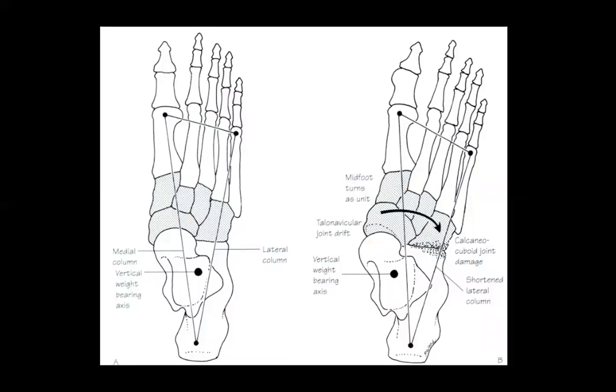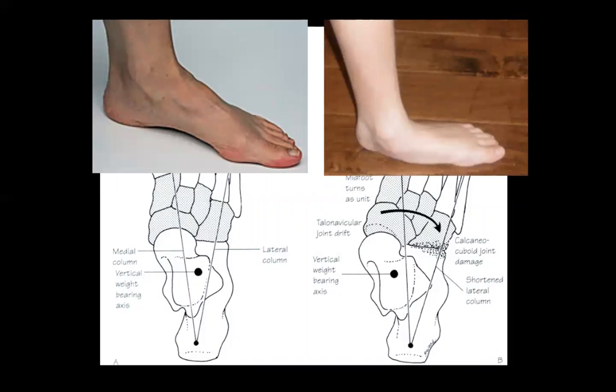So a really classic example of this is a cuboid fracture. A cuboid fracture can lead to shortening of the lateral column of the foot, sort of like shortening that leg of the tripod, and that leads to peritalar subluxation and uncovering of the talar-navicular joint because of the shortening of that column. And clinically, we see that as a flat foot. So we go from the first image, which is a well-aligned foot, to a flat foot, which we see on the right side. And that's because of that relative shortening of the lateral column.